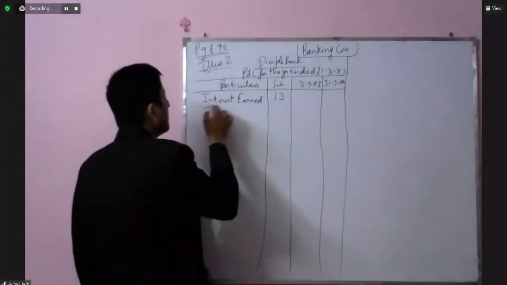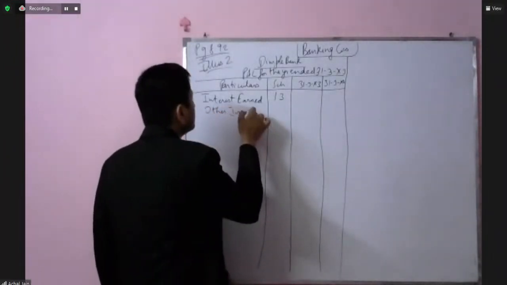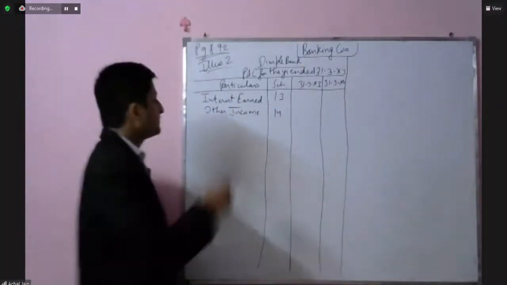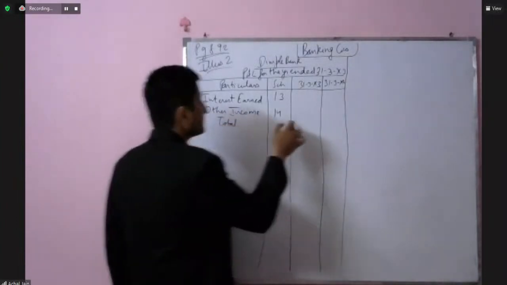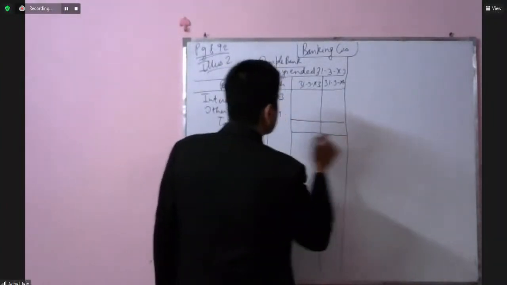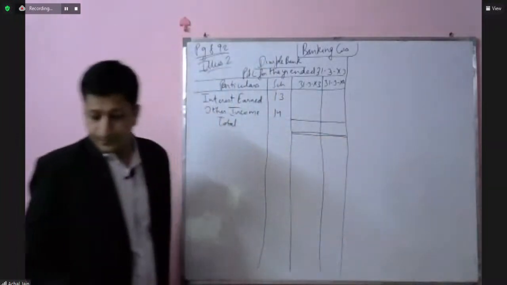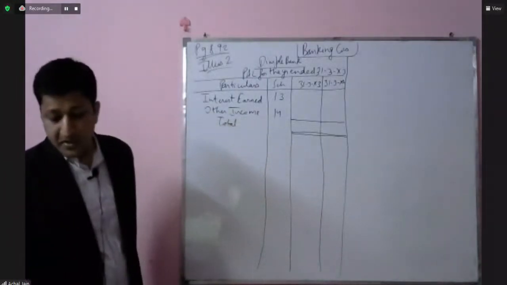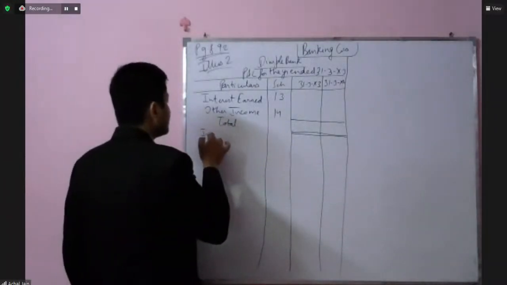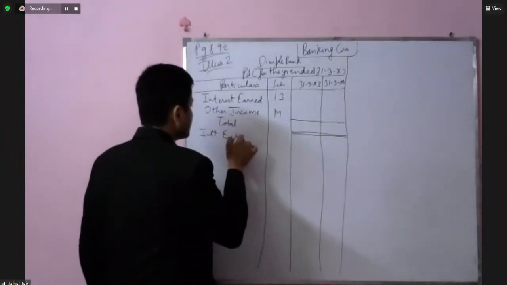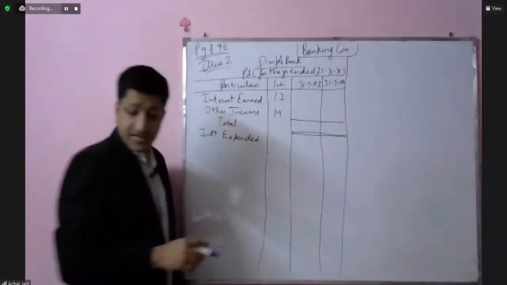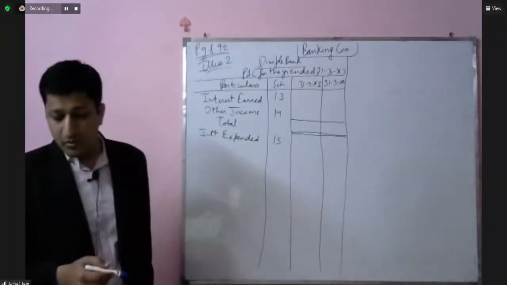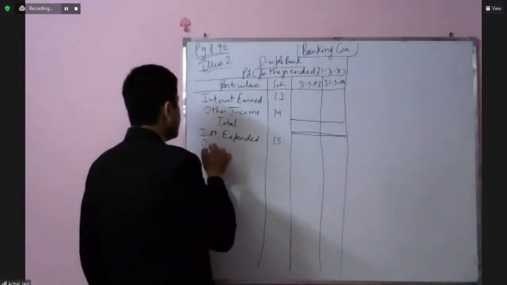Okay. Other income. That will be 14. And then we have total. Then we move on to the expenditure. So this was income. Then we move on to the expenditure. So interest expended. Interest expended is 15. Number 2, operating expenses 16.